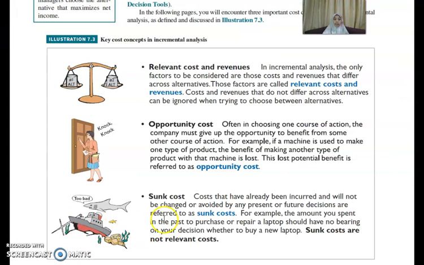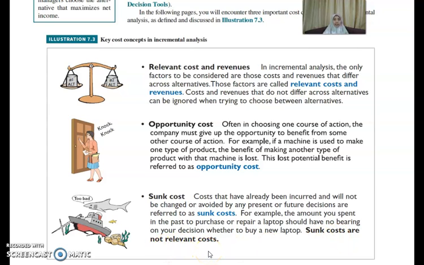So the next thing that you need to know is about sunk cost. So what is sunk cost? Costs that have already been incurred and will not be changed or avoided by any present or future decisions are referred to as sunk cost. So you have already incurred that particular cost, so that will be irrelevant for decision making. For example, the amount you spent in the past to purchase or repair a laptop should have no bearing on your decision whether to buy a new laptop. So sunk costs are not relevant costs.